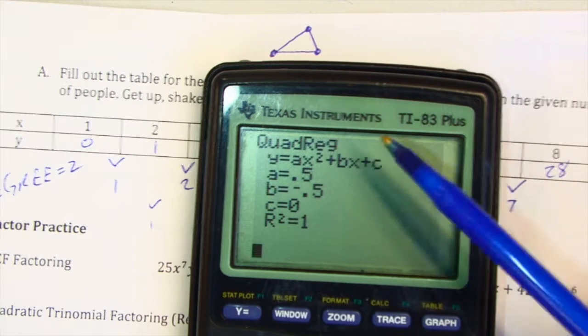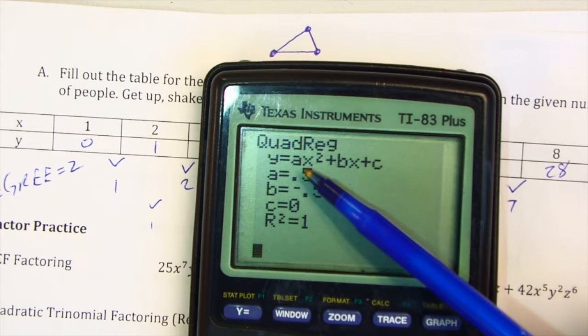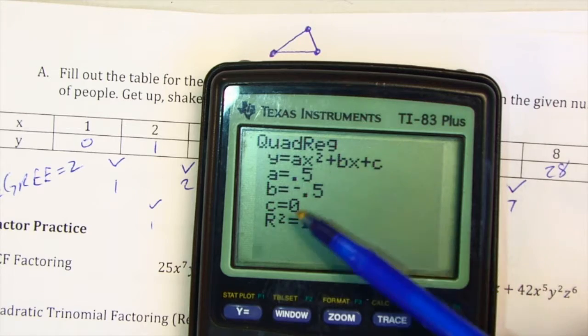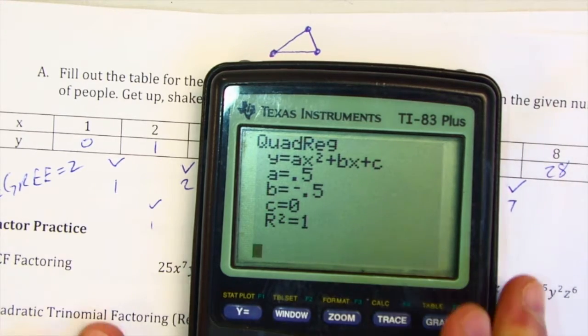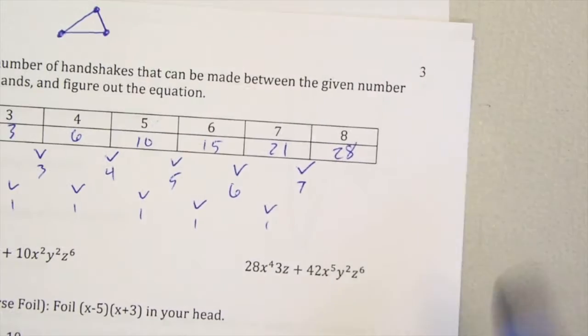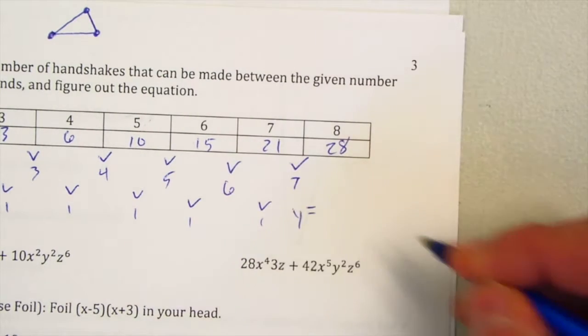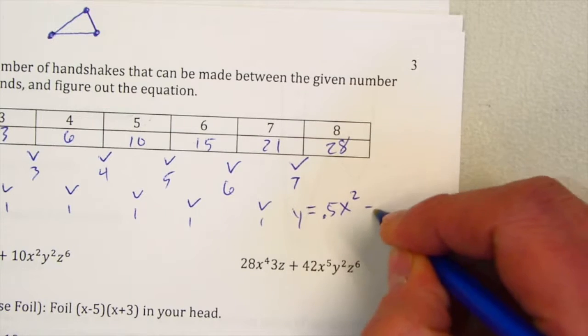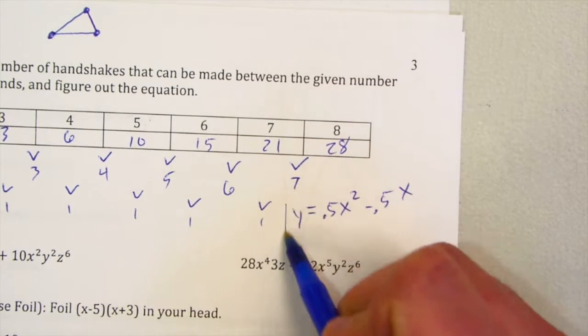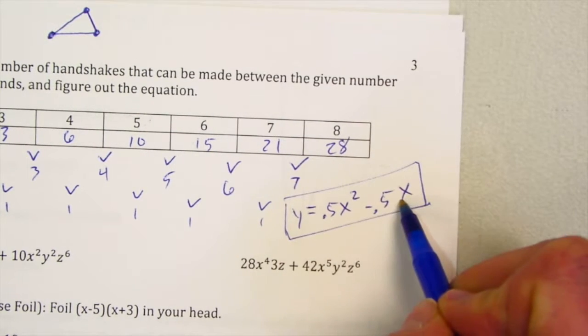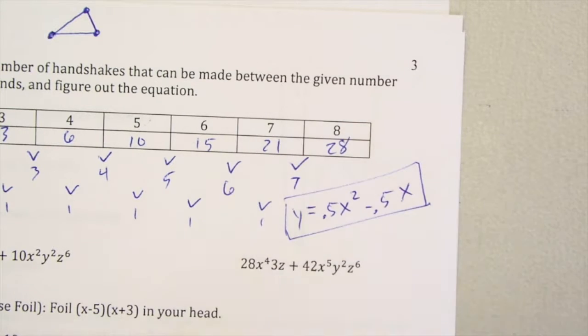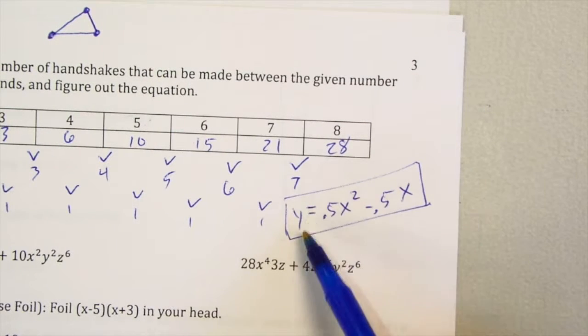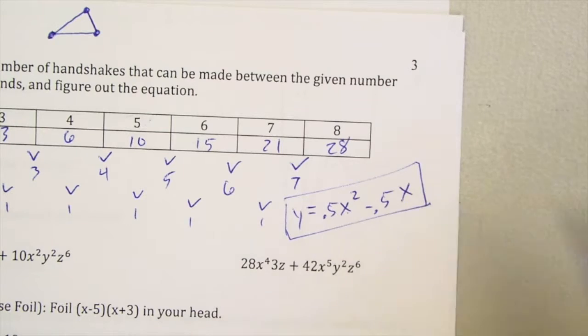Now this one's quite a bit better. The numbers work out better. So I know that A is going to be 0.5, B is going to be negative 0.5, and C is going to be 0, so I can put those numbers right in the equation. So I have y equals 0.5x squared minus 0.5x, like that. And now we can input the number of people at the party and output the number of handshakes that can be done. So if we had 100 people at this party, I can just plug 100 in there and there.